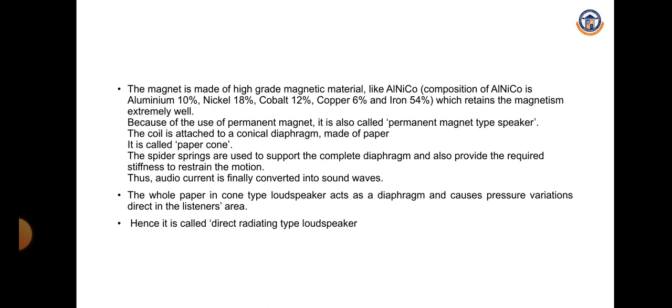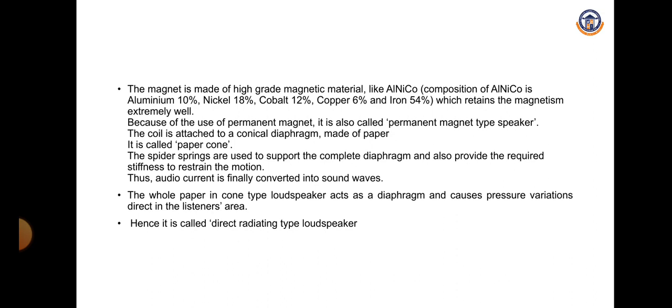Because of the use of a permanent magnet, it is called a permanent magnet type speaker. It is also called a paper cone. The coil is attached to a conical diaphragm. It is made of paper, so it is called a paper cone. Also this type of loudspeaker is called a direct radiating type loudspeaker, because in the cone type loudspeaker the diaphragm causes pressure variations directly in the listener area.